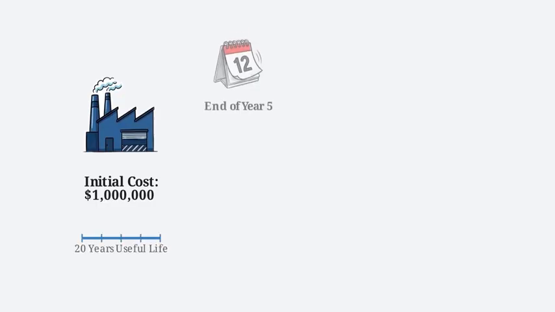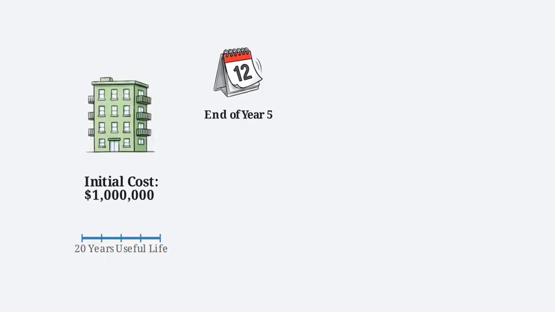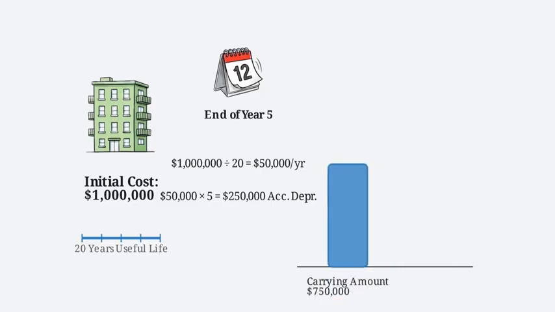Let's map out a transfer. You own a factory with an initial cost of $1 million and a 20-year useful life. At the end of year 5, you stop manufacturing, move out, and rent it to a tenant. On that exact date, the market says the property has a fair value of $900,000. Step 1 is to calculate the carrying amount up to the transfer date using standard depreciation. $1 million divided by 20 years is $50,000 a year. Over 5 years, that is $250,000 in accumulated depreciation. Your carrying amount is exactly $750,000.